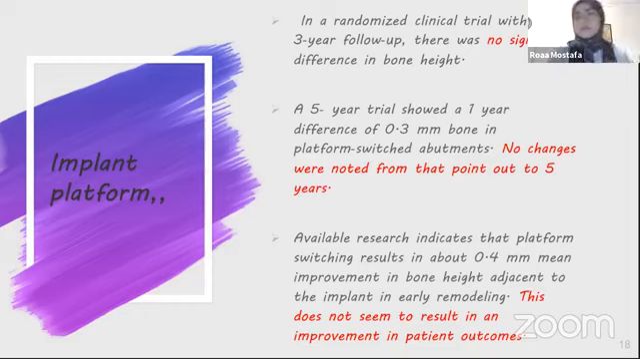Yes. This is thinking like a clinician. If I'm a clinician and I need to make a decision on the choice of my implant, I'm putting an implant in the upper central or the lower molar, for example. So I need to choose an implant. What should I choose? Should I go for platform switched or not? Are we conclusive or not?